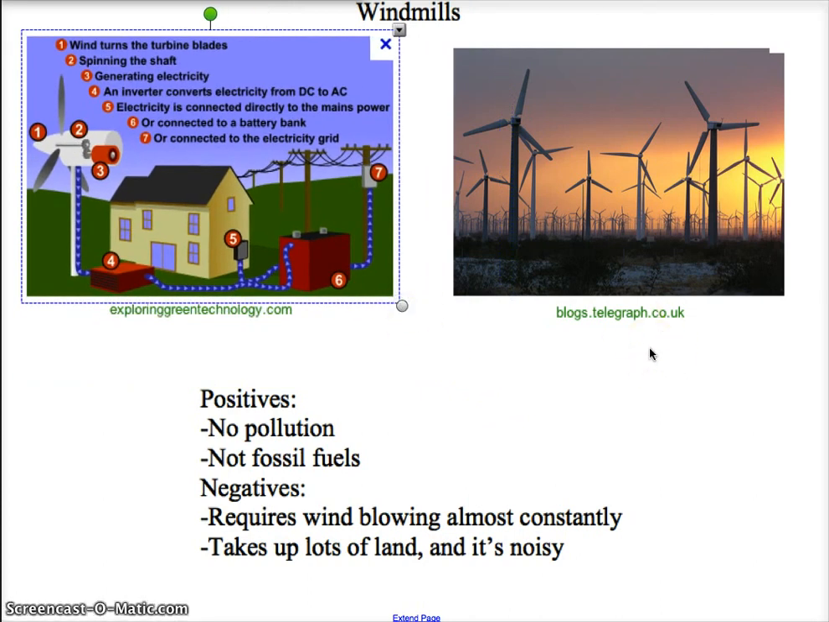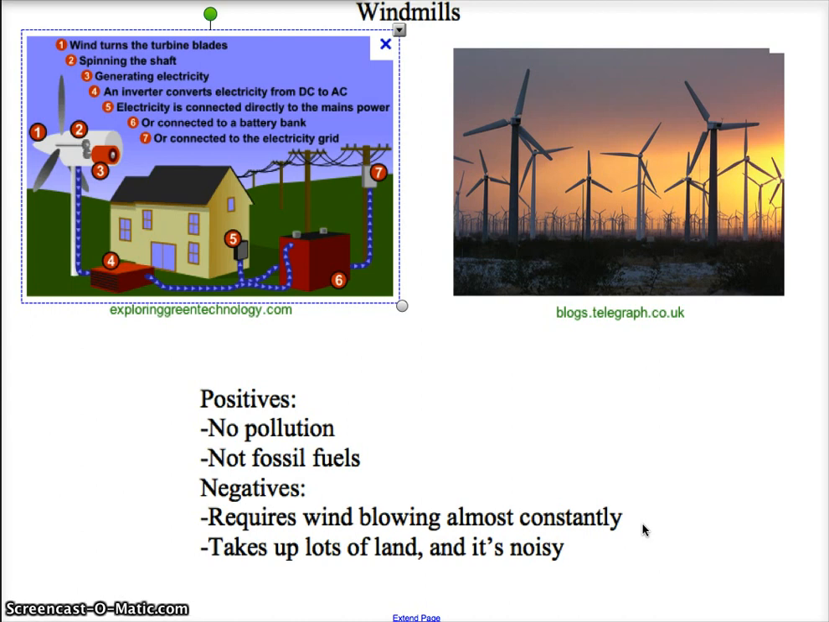Now off to the right you can see a picture with all kinds of windmills. That is called a wind farm. If you have lots and lots of windmills creating lots of electricity, it's going to be called a wind farm. Now at the bottom you can see some positives and negatives to this. The positives are you don't have any pollution. Not a bit of pollution with windmills. And it's not a fossil fuel. The negatives are it requires wind blowing almost constantly. Around here there are some days that are windy and some days that are not.